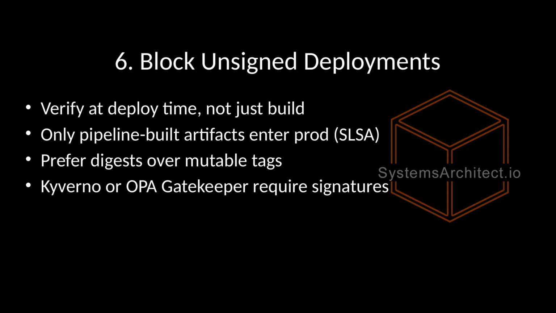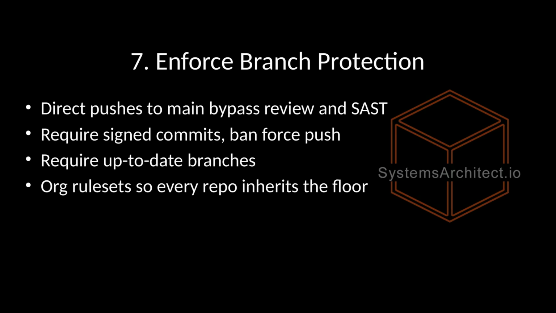Prefer digests over mutable tags in Helm and Kubernetes manifests, so content cannot silently move under a tag name. Kyverno or OPA Gatekeeper can require cosign signatures before pod schedule. Lambda code signing configs enforce signer profiles even for users with update function permissions. ACR content trust plus Azure Policy keeps only signed allowed images in AKS.